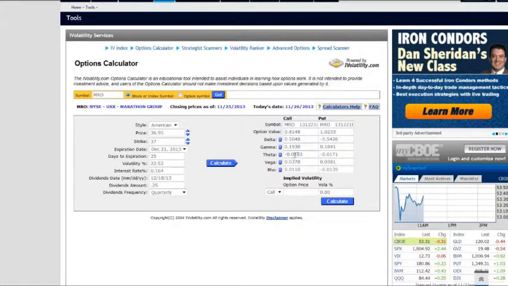You see how little that was? It doesn't hardly change over there. We can up that dividend to $1. Notice what happens. The call option went down slightly, but the put option went up quite a bit.